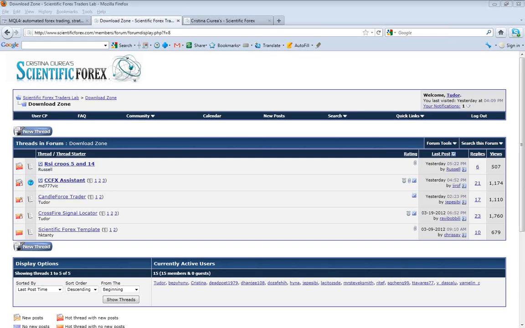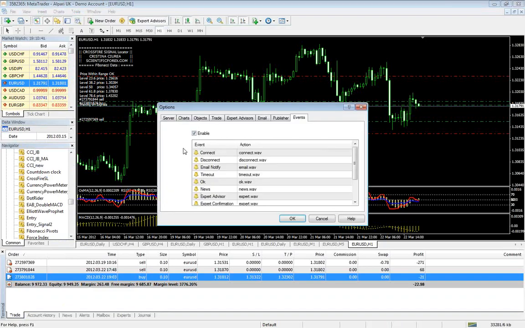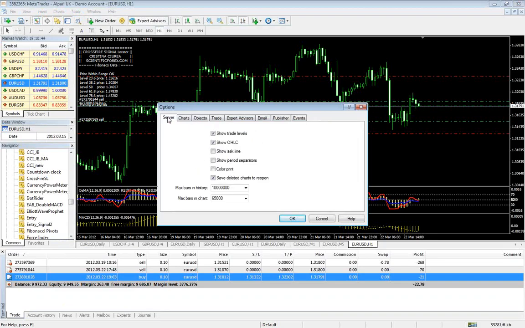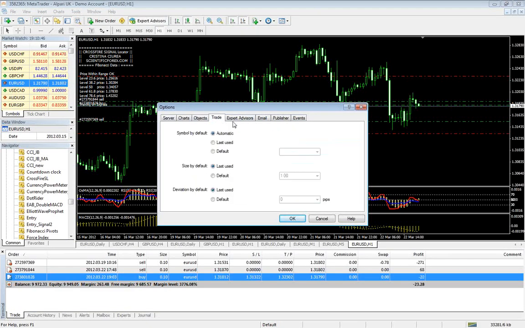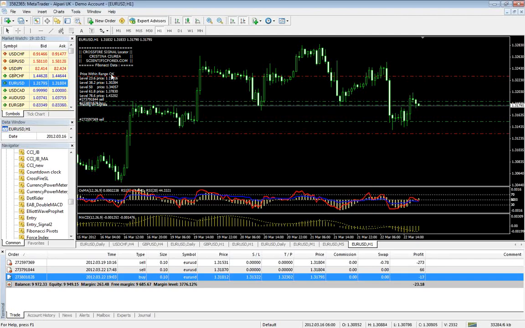Question, is there a way to set MetaTrader to show local time? Actually, I don't think so. Here in the Market Watch, go to tool options. I don't think there is a possibility. There is an option, but it will show you only the time from the broker. So unfortunately, not.